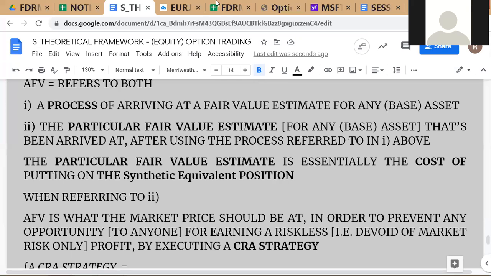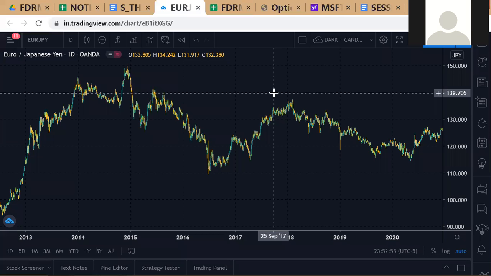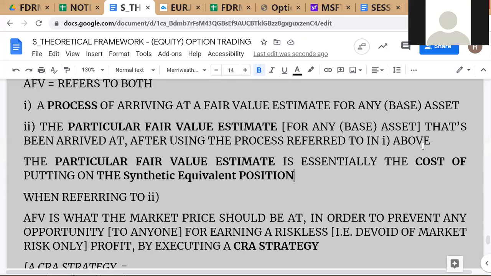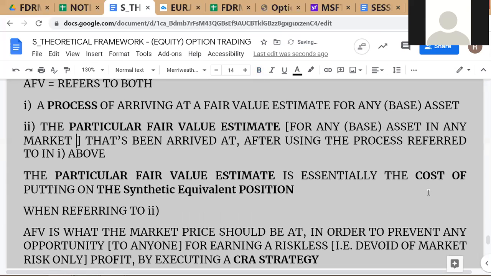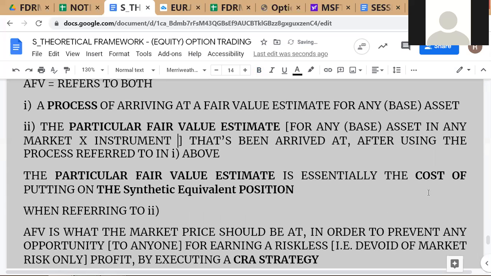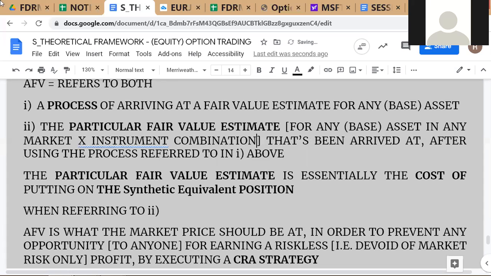So the arbitrage-free valuation of a particular base asset, okay, any base asset, in any market. Always when we say market, we should talk about market instrument combination, because markets do not make any sense unless you talk about market instrument combination.